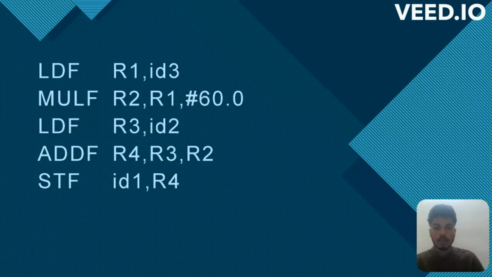First one is the load operator. Load ID3 into R1 and multiply with the register, stored into R2, by 60. Again, load ID2 into register R3, add the two registers and store it in register 4, and store register 4 into ID1. This is about the code generation.